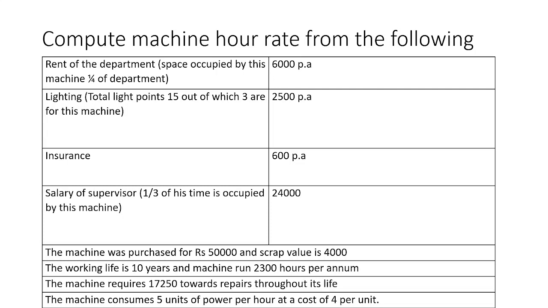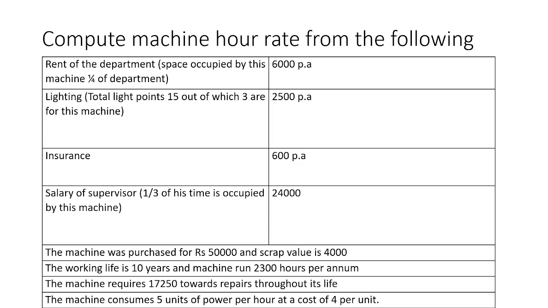The problem is this way: compute machine hour rate from the following: rent of the department, space occupied by this machine 1/4 of the department, 6,000 per annum; lighting, total light points 15, out of which 3 are for this machine, 2,500 per annum; insurance 600 per annum; salary of supervisor, 1/3 of his time is occupied by this machine, 24,000. The machine was purchased for rupees 50,000 and the scrap value is 4,000.